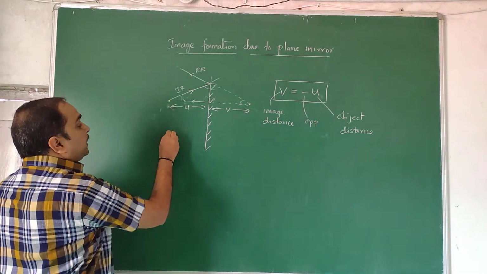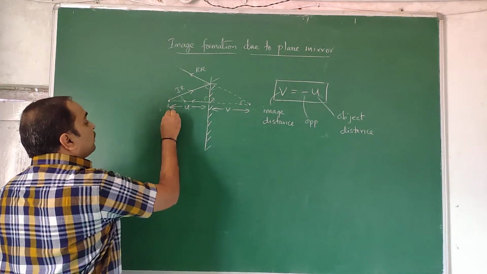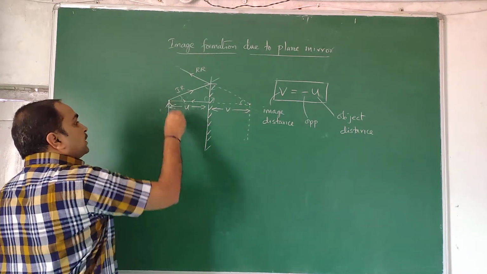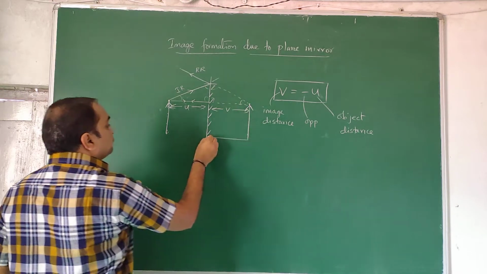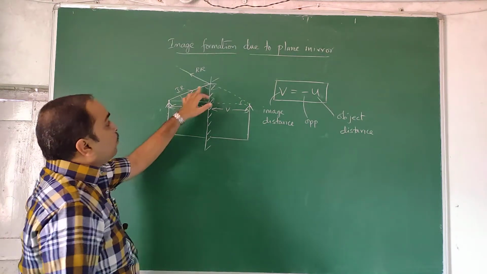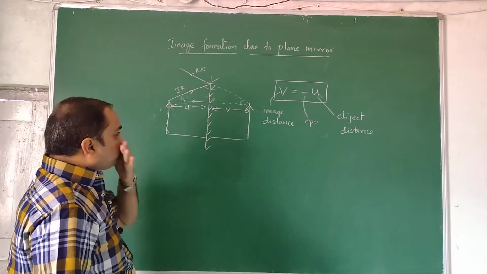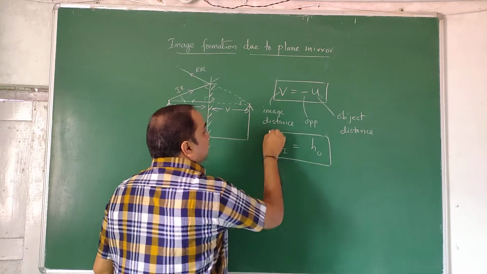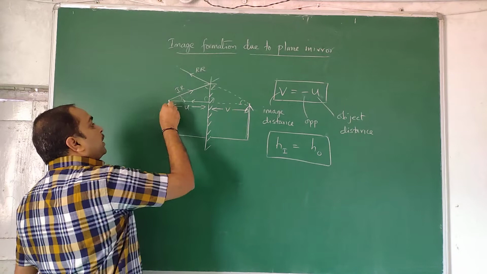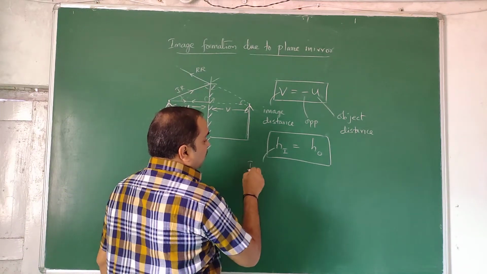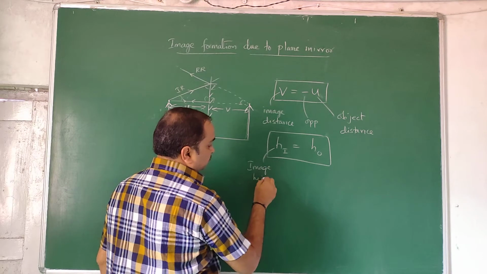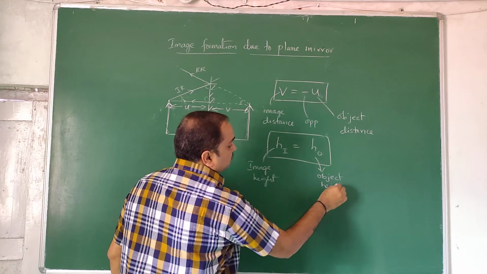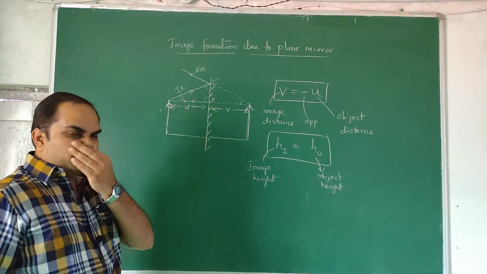Simple. Below here I take one more object, so I'll get one more image. I take one more object, one more object, one more object. Like that set of objects I take, set of images I get. So if I take an extended body, I'll get an extended image. Using the same principle. Whatever you have done here, same thing you can do. So height of the image is equal to height of the object. Now no need to put plus minus sign, because this is also showing upward, this is also showing upward, both are erect. So image height is equal to object height.